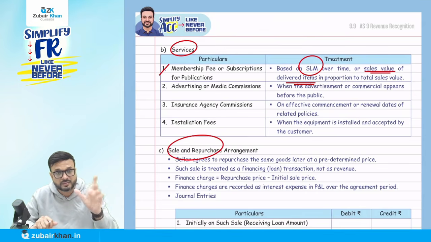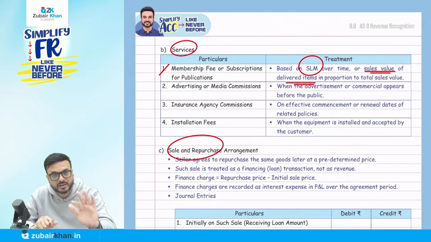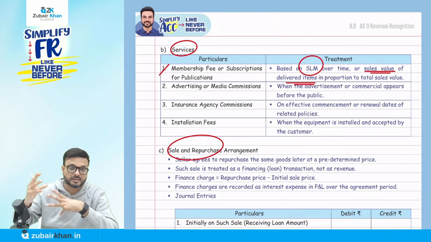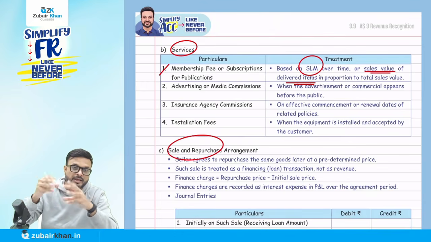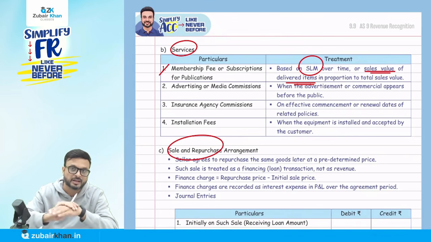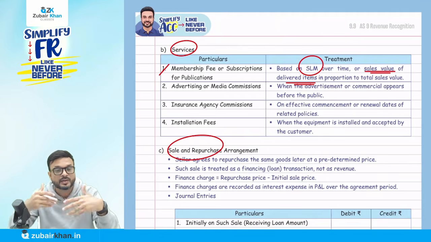But suppose in the first year 50% of the magazines are delivered and the remaining will be delivered in the next 2 years. Then the sales value of the delivered items is taken in proportion to the total sale value. Total sale value is 3,000, and 50% delivered in the first year, let's say 1,500. So they will recognize revenue of 1,500 in the first year only, in proportion to the services they have provided.